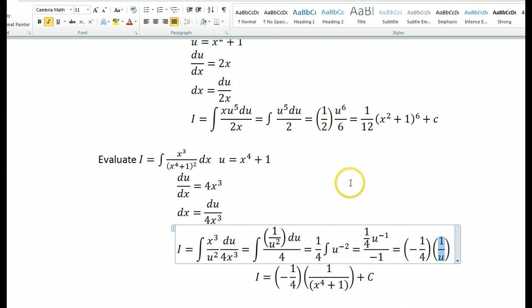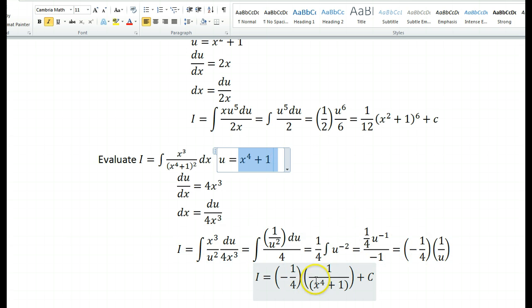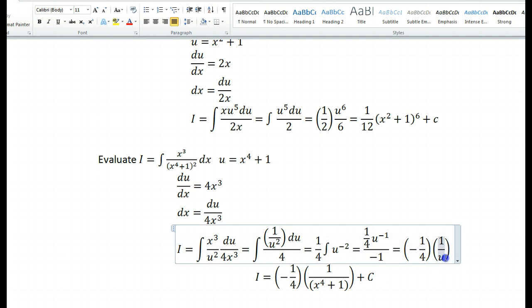So now it's time for us to replace the u by x to the 4 plus 1. So it's negative 1/4, 1 over x to the 4 plus 1, and then plus c. So negative 1/4, 1 over u is 1 over x to the 4 plus 1 plus c.